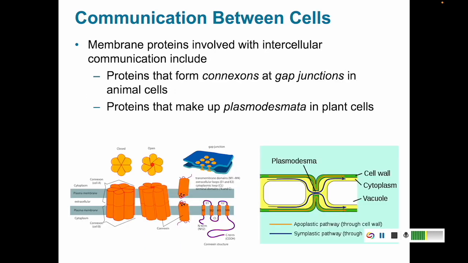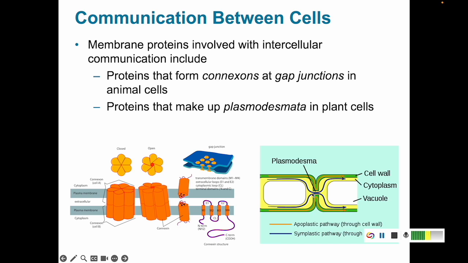Cells also, as they are accumulating into multicellular organisms, are going to use membrane proteins to connect with each other. In animal cells, we have a protein called connexins that form gap junctions. So here's one cell, and here's the other cell. Cytoplasm of this cell, cytoplasm of this cell, and this is the extracellular space between the two animal cells. And these are the connexin proteins that are going to connect and form a gap junction so that these two cells can communicate with each other.